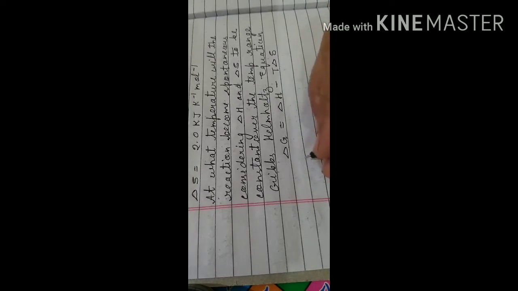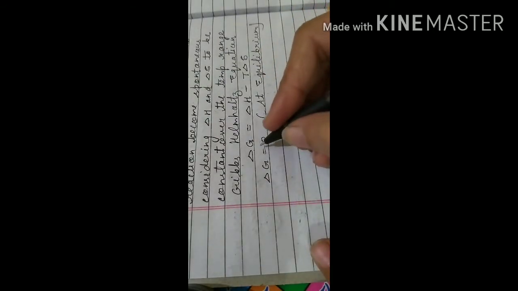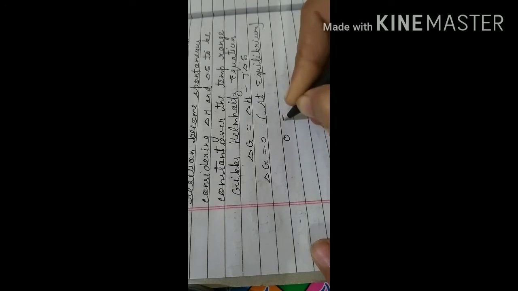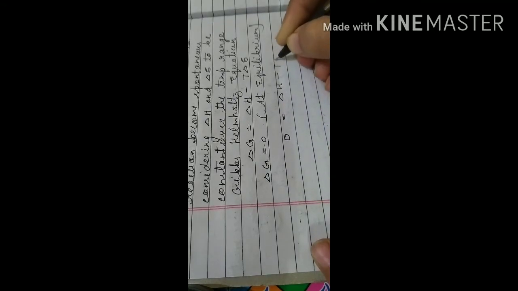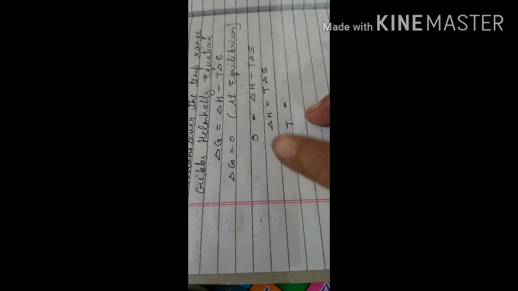Now we consider that delta G is equal to 0, which happens at equilibrium. So we put 0 there: 0 equals delta H minus T delta S. So delta H is equal to T delta S. As we have to find the temperature, we are finding the temperature for delta G equal to 0, which means at the condition of equilibrium. You have to understand that.